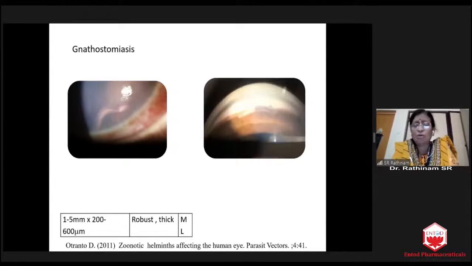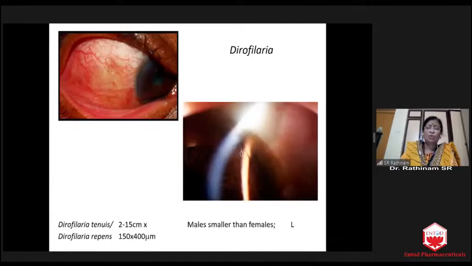And sometimes it will go and hide in the angle of the eye. We have to see through the gonio lens. See, it is beautifully sleeping in the angle. So we need not go and do laser. You give albendazole and steroid, and it will get killed on its own.